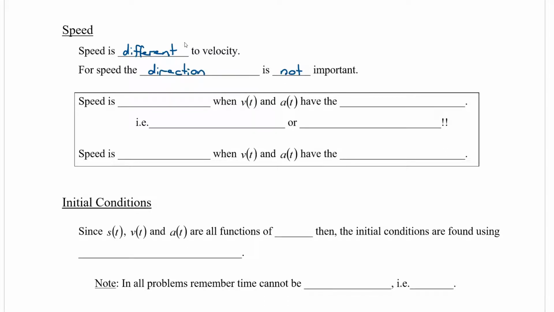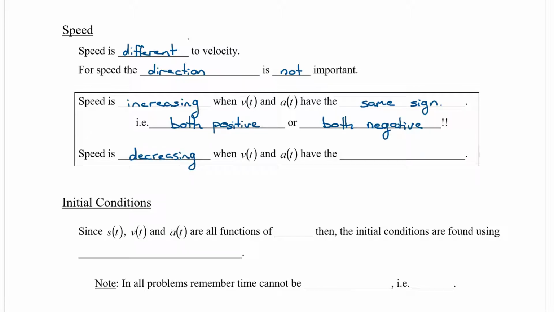Speed is increasing when v of t and a of t have the same sign, i.e. both positive or both negative. Speed is decreasing when v of t and a of t have the opposite signs.